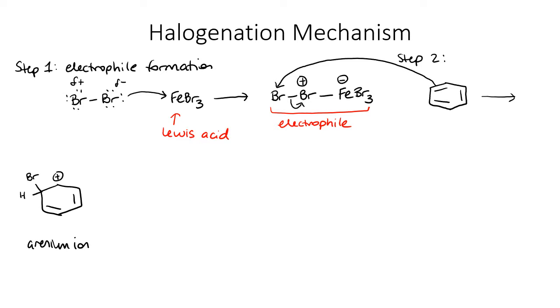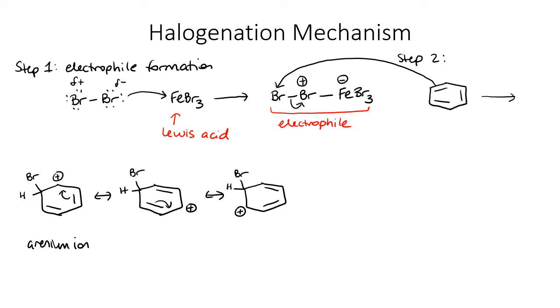Now we know that we can have 3 resonance structures exist for this arenium ion. These pi electrons can come over. We'll form our first resonance structure. Sorry, our second resonance structure. And then again, these ones can come over to form our third. Then our last step is going to be restoring the aromaticity of the compound.